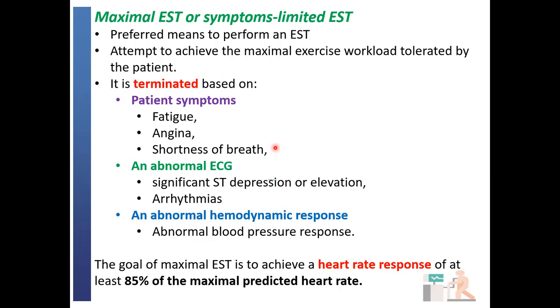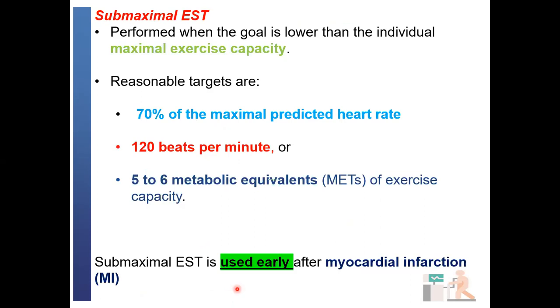Or there's the presence of limiting progressive angina, you need to stop. Or your patient is getting out of breath, that is why it is called symptom limited, you need to stop. Or you begin to have significant abnormal ECG changes, such as significant ST depression or elevation, or significant arrhythmias other than your normal expected PVCs and PACs, or an abnormal hemodynamic response, such as an abnormal blood pressure response. These are termination criteria that tell you to stop. The goal of the maximal exercise stress test is to achieve a heart rate response of at least 85% of maximal predicted heart rate.